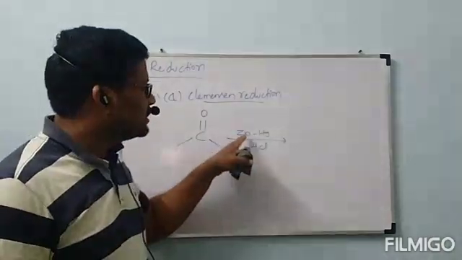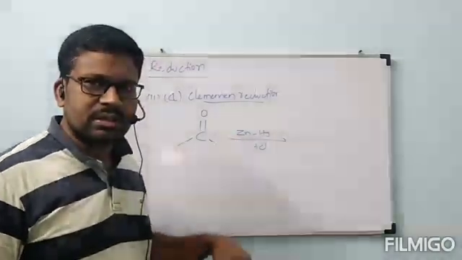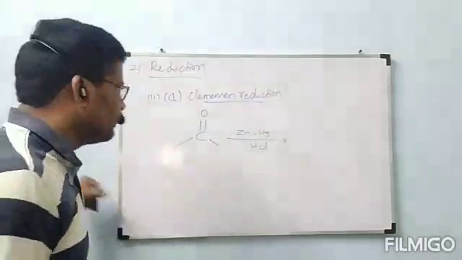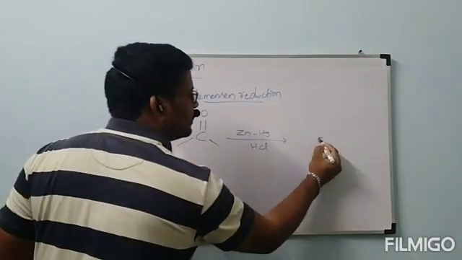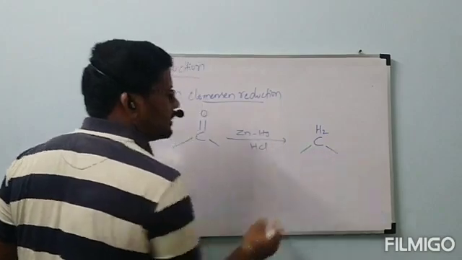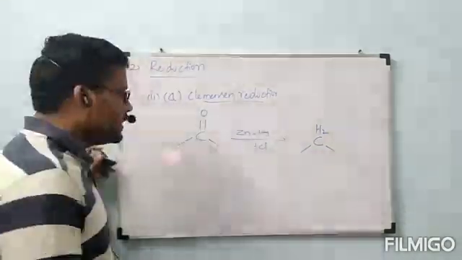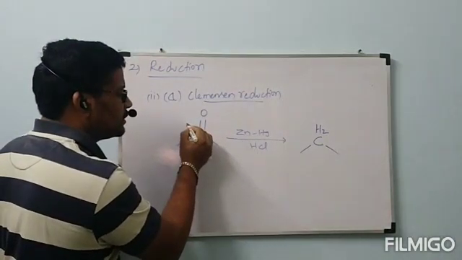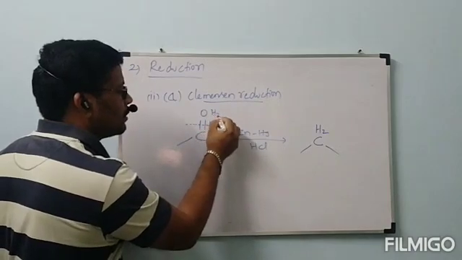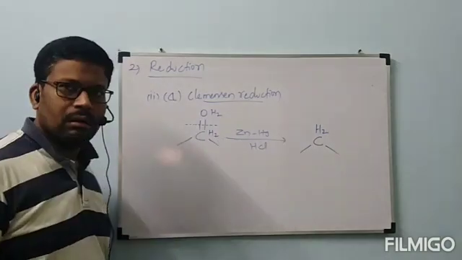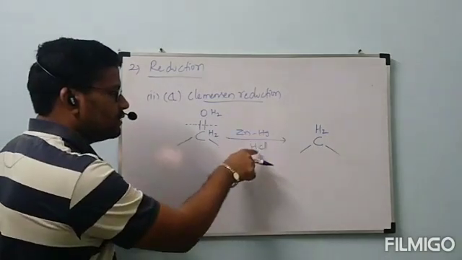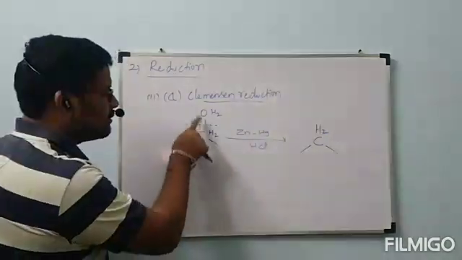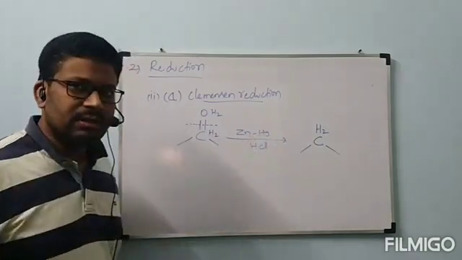Now, this metal will react with HCl to produce hydrogen gas only. That hydrogen is going to react with this carbonyl carbon, where C double bond O is there. That C double bond O is converted to CH2. Completely, the bond will be broken. Here two hydrogens, here two hydrogens. The hydrogen is generated from the reaction between zinc-mercury amalgam and HCl. See, C double bond O is completely converted to CH2.